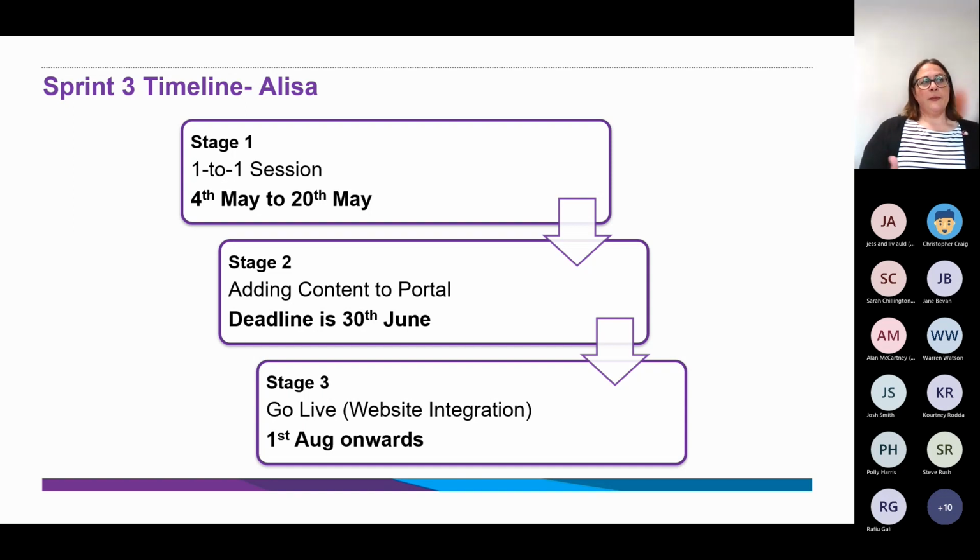And then stage 2 is what happens after you've had that one-to-one with Raf, and that's about the nuts and bolts of adding your content to the portal. The deadline for having your content ready is the 30th of June. And then we will be checking all of that content and ready to schedule go live meetings from the 1st of August. I realize August is quite a dead month, and so we're taking a little bit of a suck it and see approach as to availability. So some of those meetings may bleed into September because of people's annual leave.